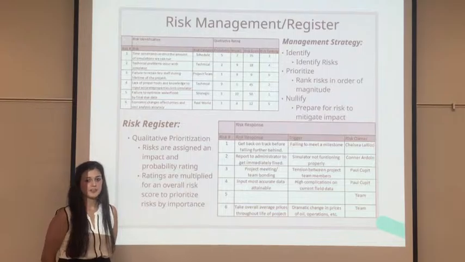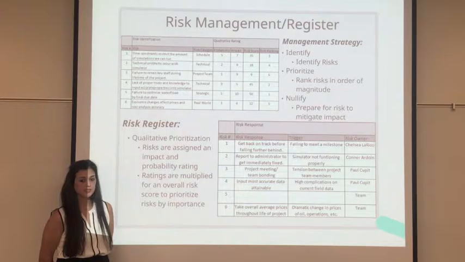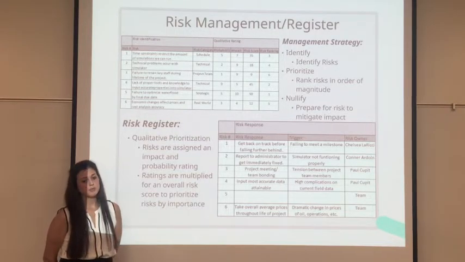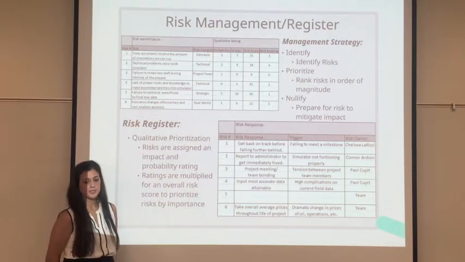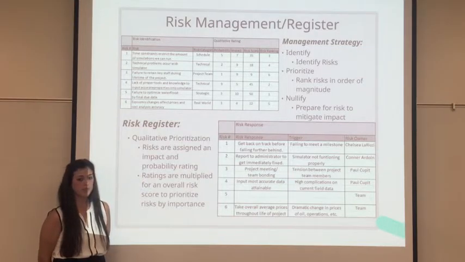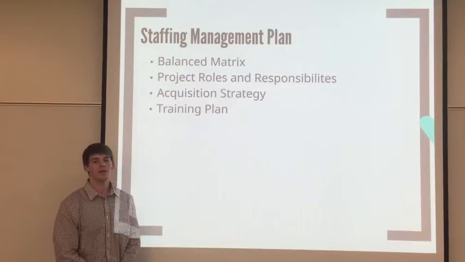I will now be discussing our risk management plan. Our risk management strategy involves identifying any possible risks, prioritizing these risks in order of magnitude, and preparing for any possible risk impacts. In order to help us organize these possible risks, we have completed a risk register in which all risks are assigned impact and probability ratings, which are then multiplied in order to give each risk an overall score so that we can prioritize every risk by importance. As you can see from our chart, our biggest risk would be a failure to optimize waterflood by our final due date. I will now be going over the staff management plan with you.